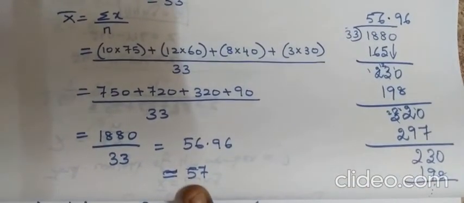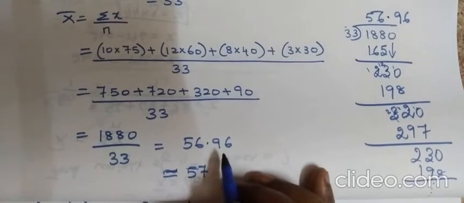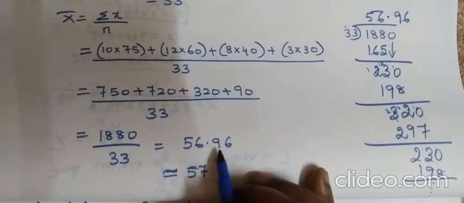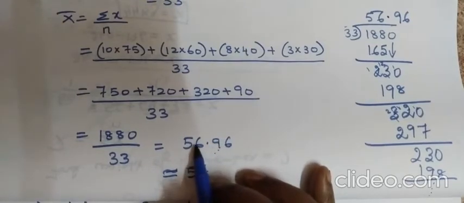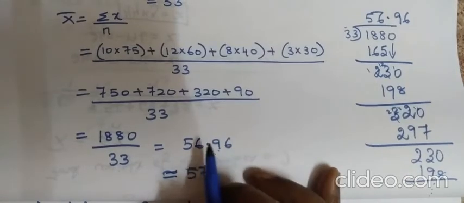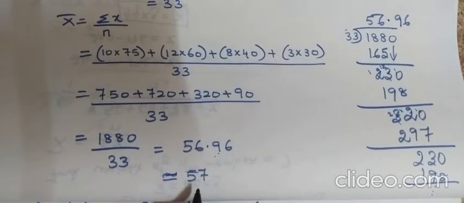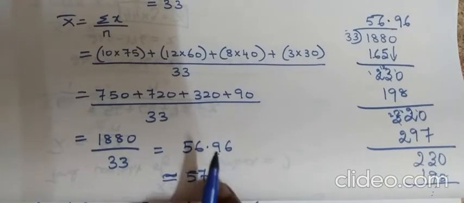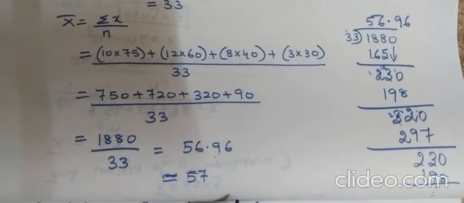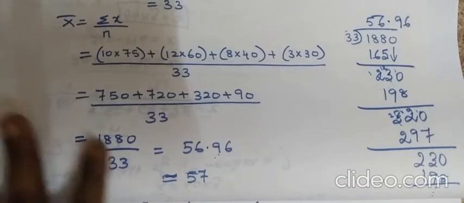And how did I write 57? After a decimal point, if the number is 5 or more than 5, it will give 1 to the left hand side and the right hand side numbers will go off. If this gives 1, then 56 will become 57 and the other numbers will go. Clear? That's all about this third question.